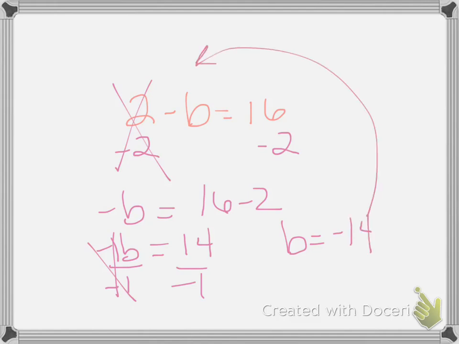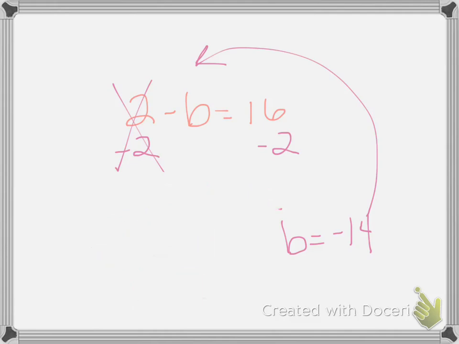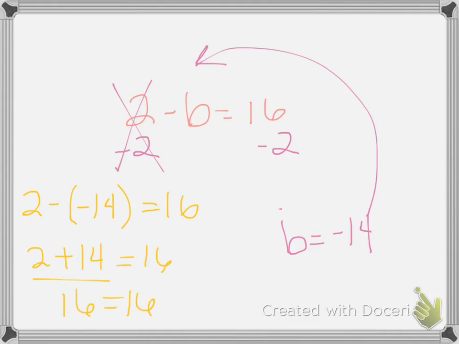Okay, let's plug it back in and check it. So I'm going to erase all this so I have some space. So I have 2 minus negative 14 equals 16. Two negatives here make a positive, so it's going to become 2 plus 14 equals 16. 2 plus 14 is 16, so 16 equals 16. So b is equal to negative 14, so that is my answer.